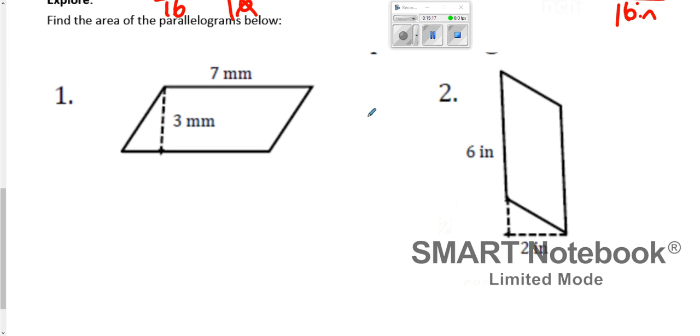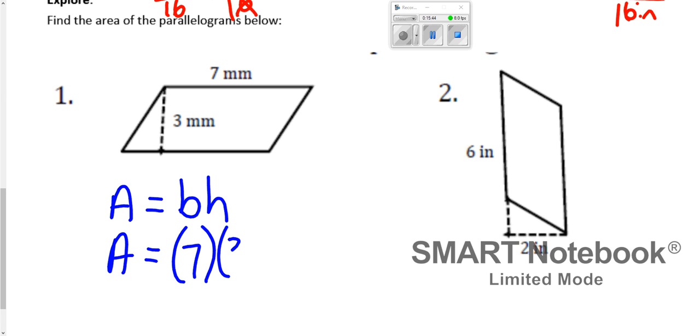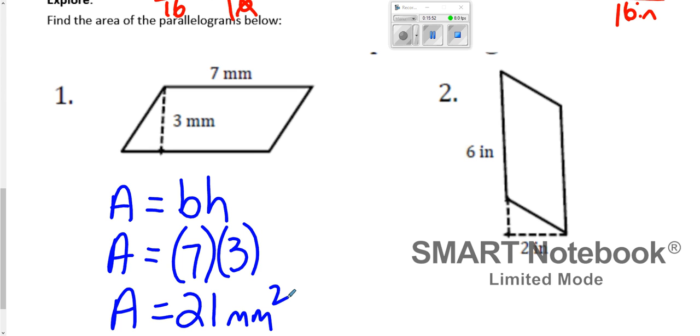All right, here's two parallelograms, and you have to figure out the area of them. The area formula for a parallelogram is base times height. So I write that down. Notice in the first picture, the height is not the slanted side. Think about when you go to the doctor and you measure your height. They tell you to stand straight up. So that's the height, the line that's going straight up and down. So the area equals 7 times 3. 7 times 3 is 21, and the units are going to be square millimeters.